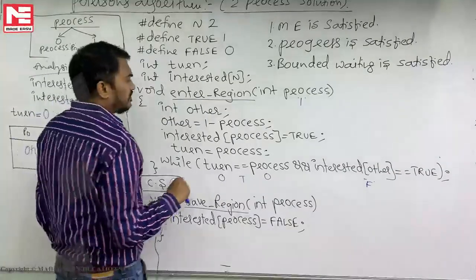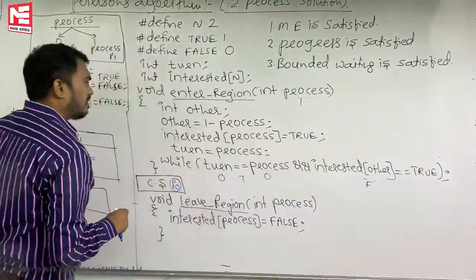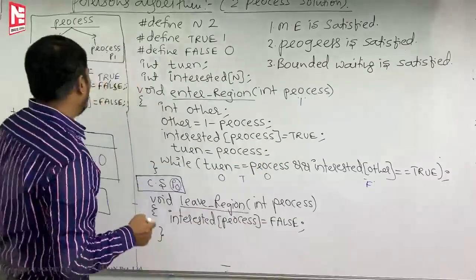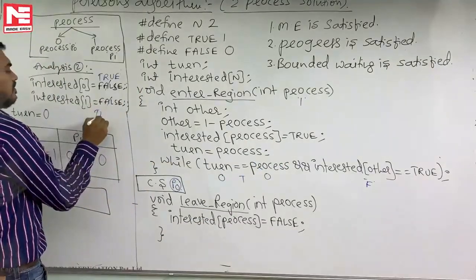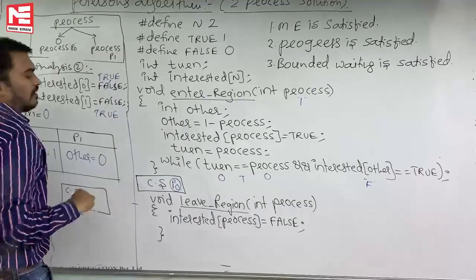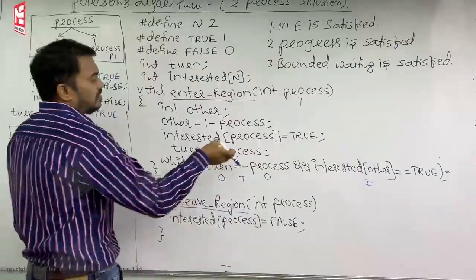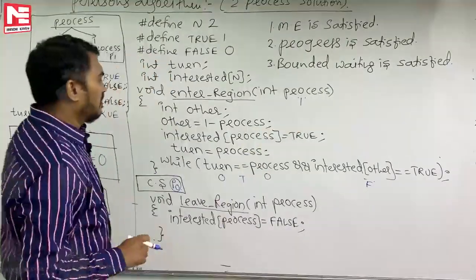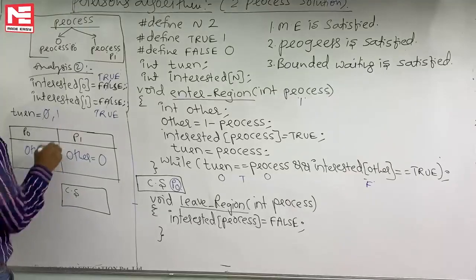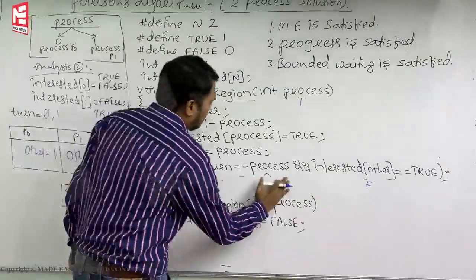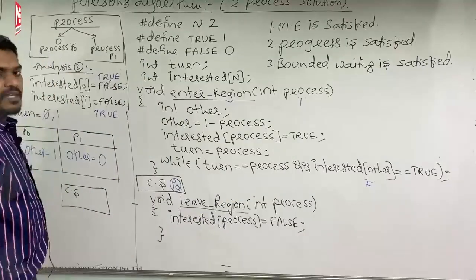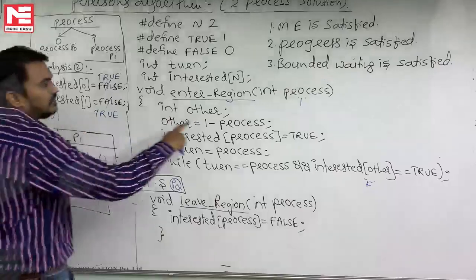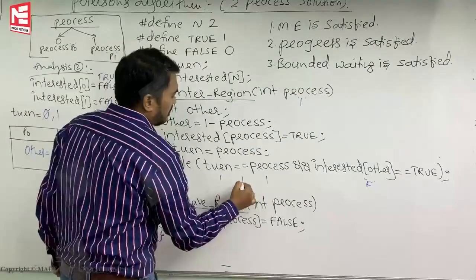And next, other equal to 1 minus 1, so that is a 0. Interest of process equal to true. So interest of process, this value becomes true here. And turn equal to process. So process value will be assigned to turn. Now tell me what is the process value here? 1. So turn value becomes 1. Now you are checking this, turn equal to process. Listen here, turn value 1, process value 1. So this is 1, this is 1, this is true.